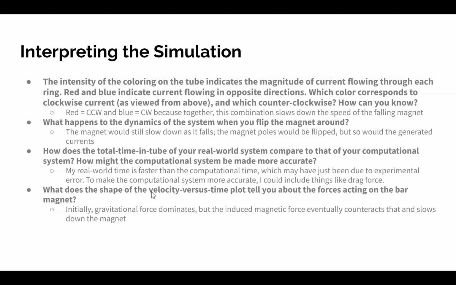So what does the shape of the velocity versus time plot tell you about the forces acting on the bar magnet? It tells me that initially the gravitational force dominates, but the induced magnetic force eventually counteracts that and slows down the magnet a little bit.